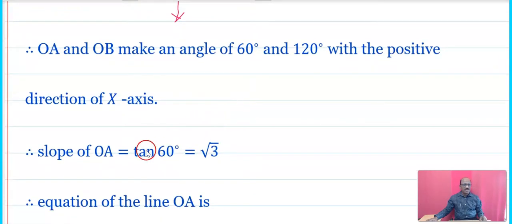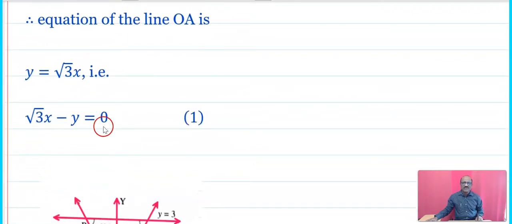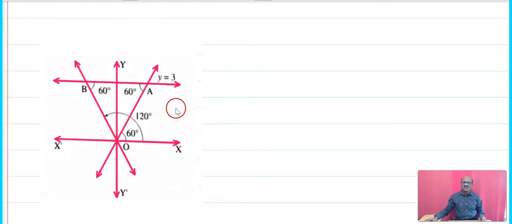That is OB angle. Slope of OA, it makes an angle of 60 degrees. What's tan 60? It is root 3. Equation of the line OA is y is equal to root 3 x, that is root 3 x minus y is equal to 0. Now see this here picture. y is equal to 3. The two lines passing through the origin, OA and OB, make the equilateral triangle. Therefore the first angle is 60 degrees and the second is 120 degrees.